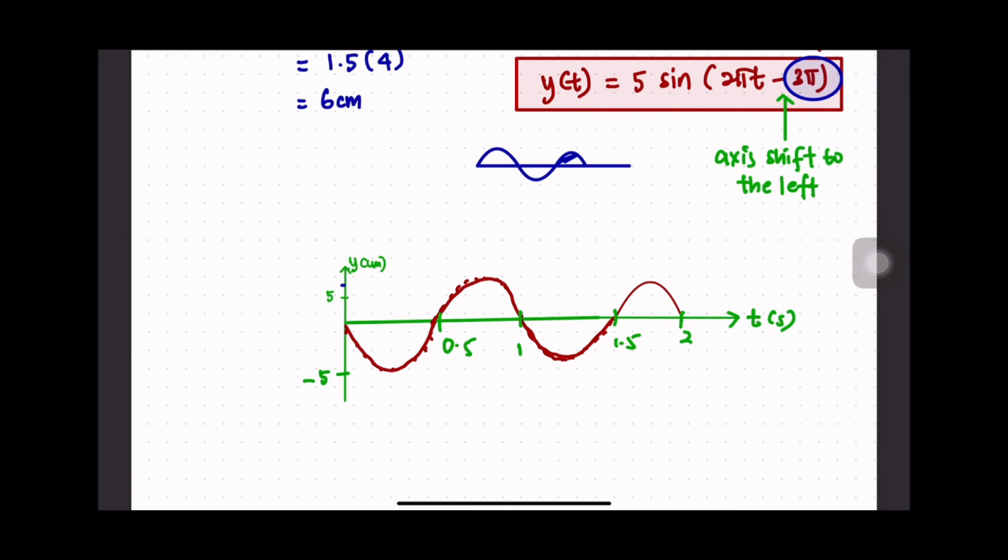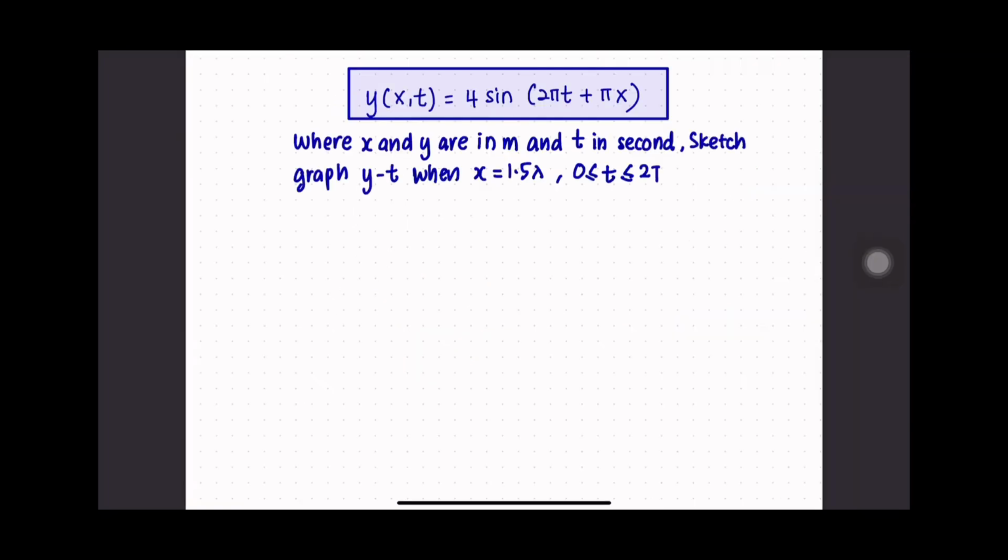Simple. So maksudnya kat sini kalau you nak tulis pun boleh, tapi tak compulsory pun. y sama dengan negative 5 sin 2 pi t. Okay. Sebab graph negative sine, so kita boleh simplify by this equation. Okay. So simple je. Okay, next question, question 2.